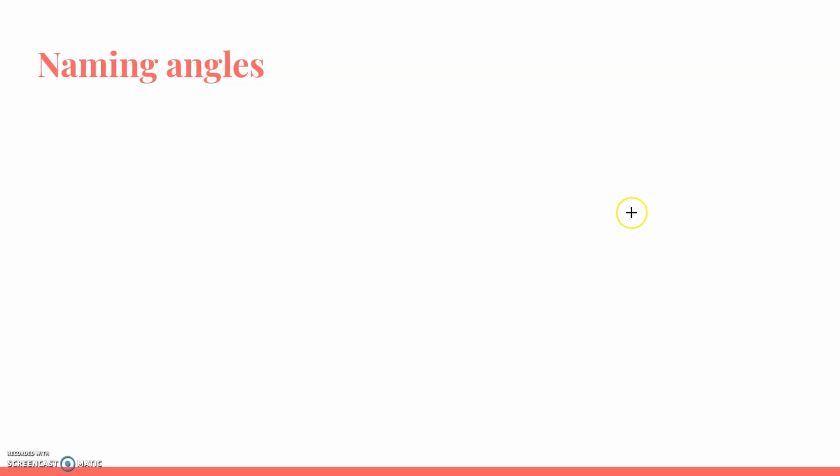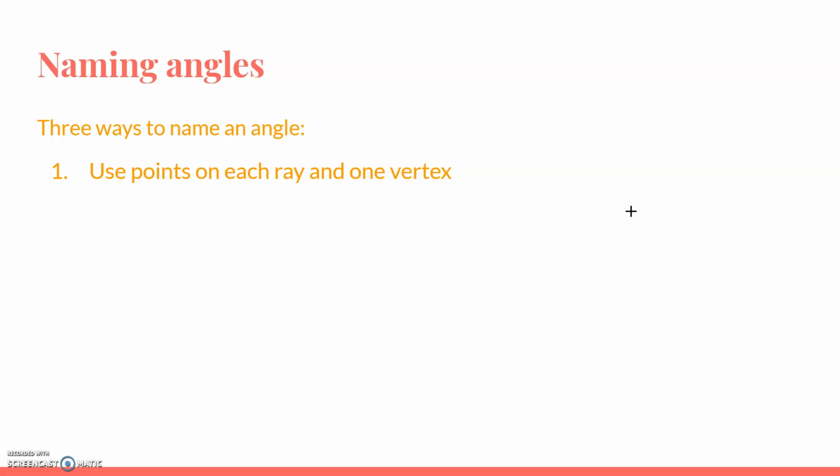Okay, so next, naming angles. So there are three ways to name an angle. You can use points on each of the rays and one vertex, you can use a number given on the diagram, or you can use the vertex of the angle to name it.